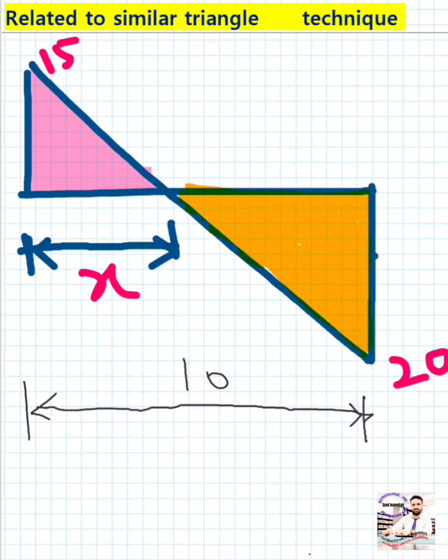This is a very basic problem of similar triangle technique. In the shear force diagram and bending moment diagram, these similar triangle concepts are widely used to draw the shear force or bending moment diagram by the area method. So concentrate till the end. We will solve for the base length of the first triangle, which is symbolized by x.